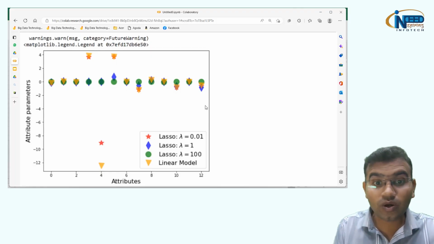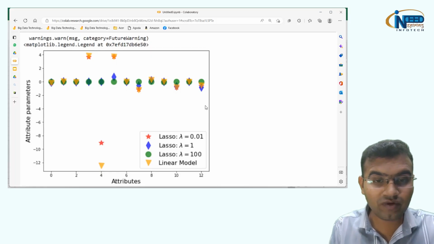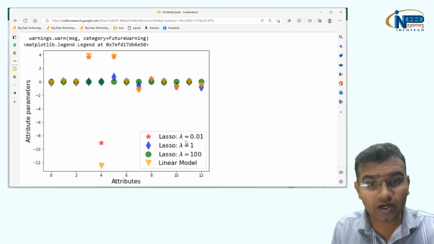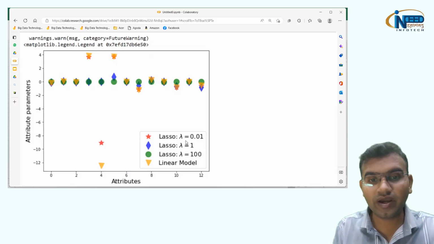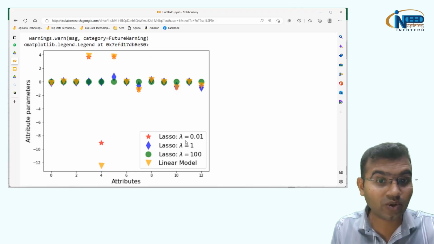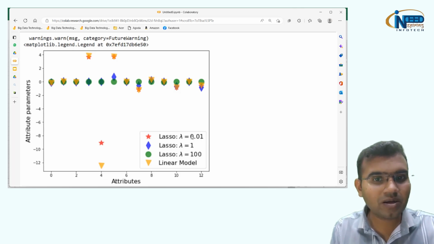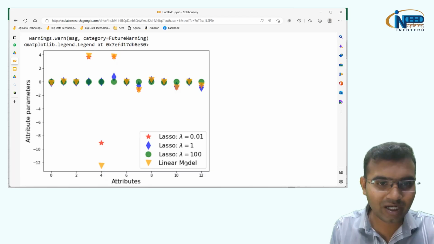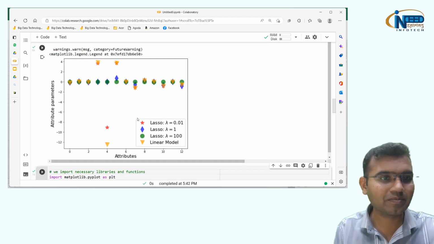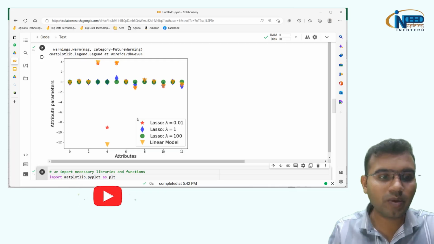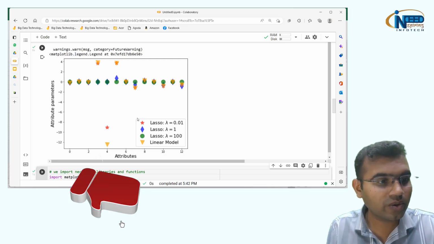So your observation will tell you that the linear model and lasso where lambda is near to 0 are almost having similar behavior. When we are minimizing lasso to near 0, and the linear model, you can see they have similar behavior. Okay, now let me talk about ridge regression also.